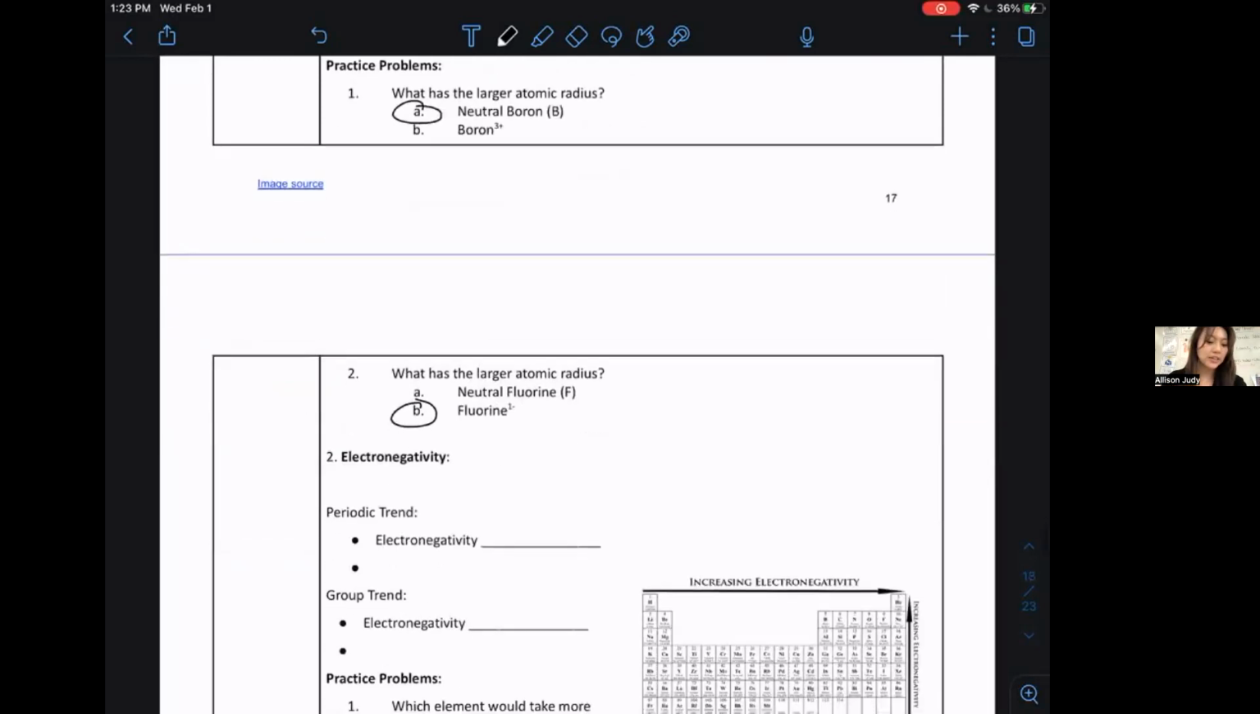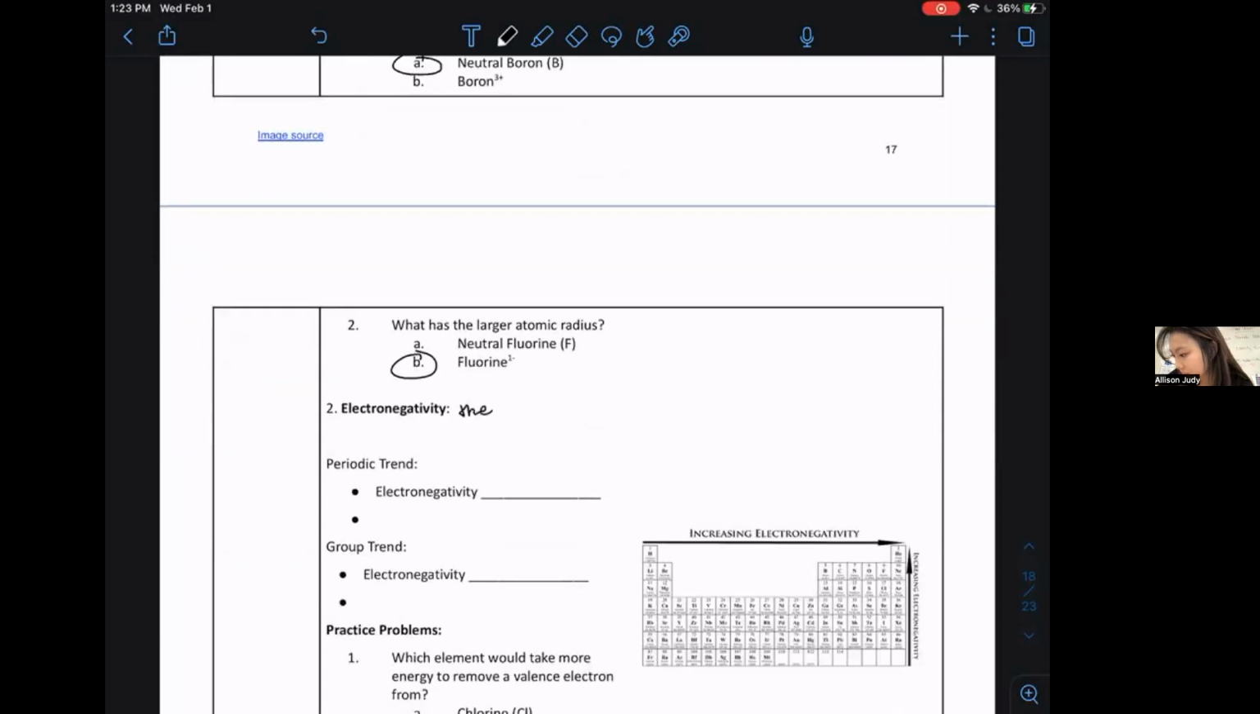Okay. Electronegativity is the ability of an atom to attract electrons to itself in a bond. That is the key clausal phrase right there. In a bond. In a bond.